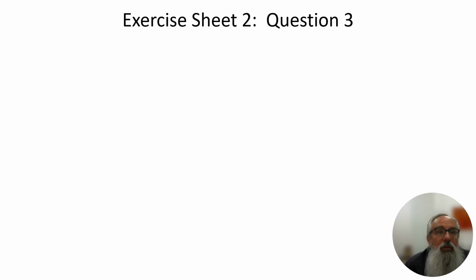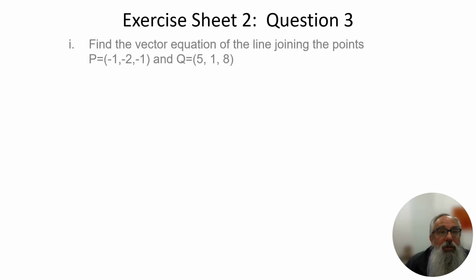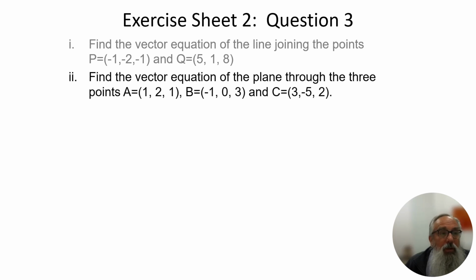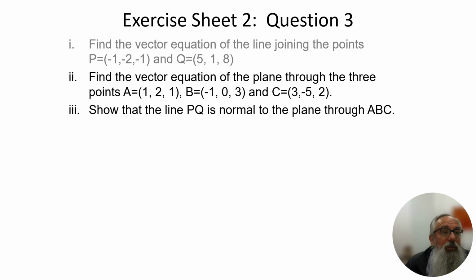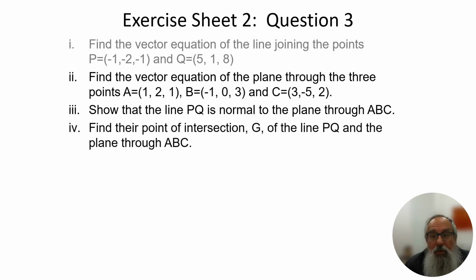Okay, here are some further questions. This is from exercise sheet 2, question 3. Find the vector equation of the line joining the points P and Q, as shown there. I'm just going to go through, find the vector equation of the plane through three points, A, B, C. And the question is linked to P and Q, so I'll show the line PQ is normal to the plane through A, B, C. So we'll see that that forms a vector normal equal to the plane's normal.